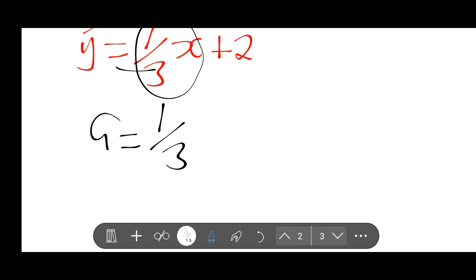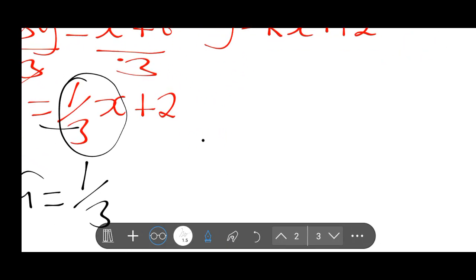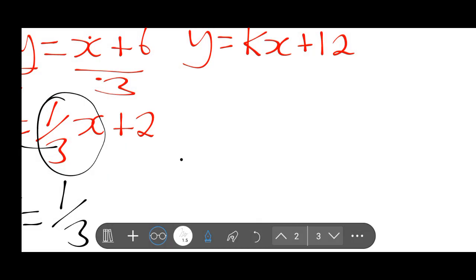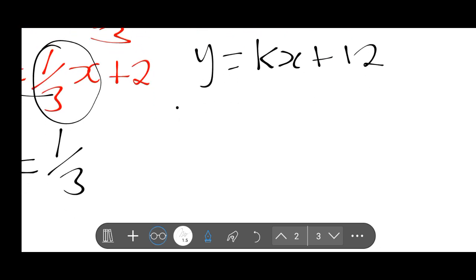So in other words, we are saying k must be the negative reciprocal of 1 over 3, meaning that we have y is equal to kx plus 12. So we're saying the product of the two gradients must be negative 1, and in other words, k must be the negative reciprocal of 1 over 3.